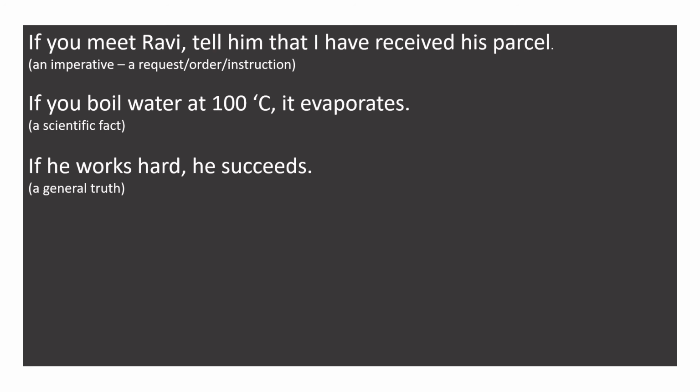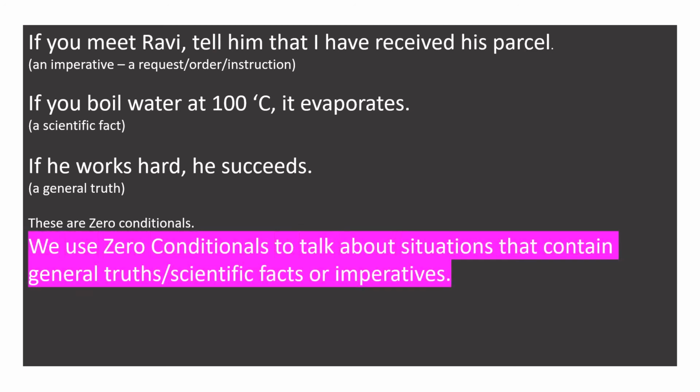So like this, we use zero conditional sentences to talk about situations that contain general truths, which are also called universal truths, scientific facts, or imperatives. And now you just observe the verbs in both the if and main clauses of those sentences. In the first sentence, in the if clause the verb is meet, and in the second clause the verb is tell.